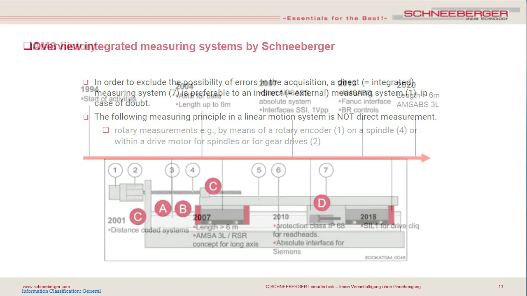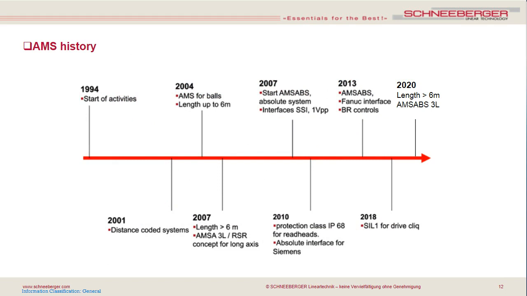AMS history. In 1994, Schneeberger starts its activities with integrated measuring systems. In 2001, we developed the first distance-coded system. In 2004, we developed the measuring system for ball monorails and lengths up to 6 meters in one rail. In 2007, we developed the long measuring system, AMSA 3L, for lengths more than 6 meters. And we developed the AMS absolute system with interfaces SSI, 1 volt peak peak.